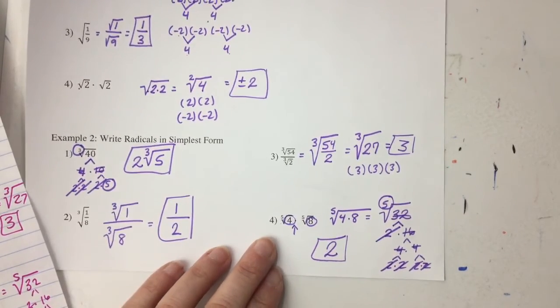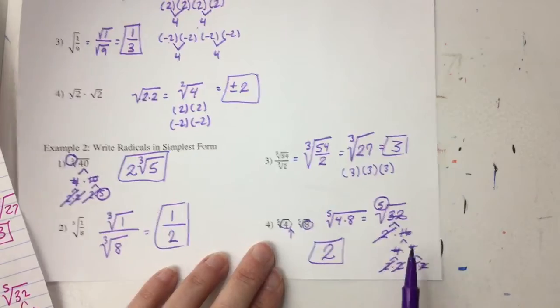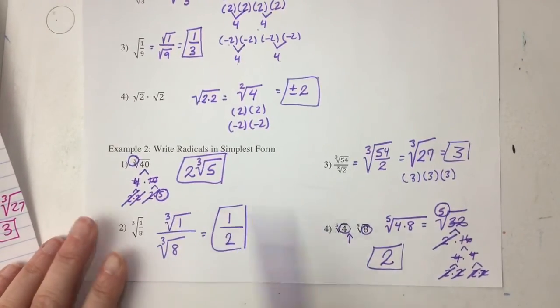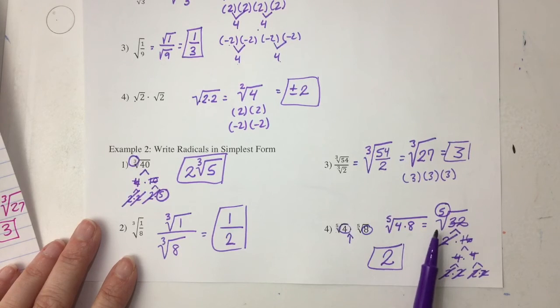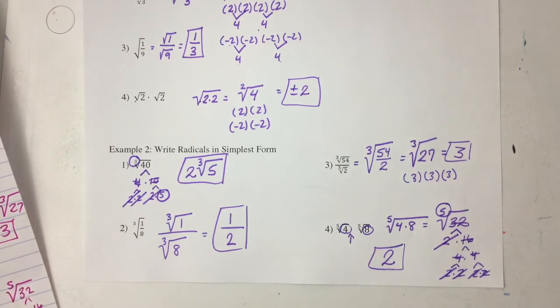So I just wanted to show you that just in case you didn't recognize it and you went ahead and you did this method. It's okay. If everything crosses off, the symbol will not be in your final answer. You won't have that 5th root because there's nothing left underneath.